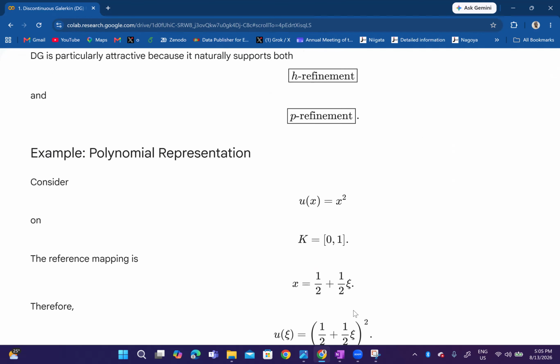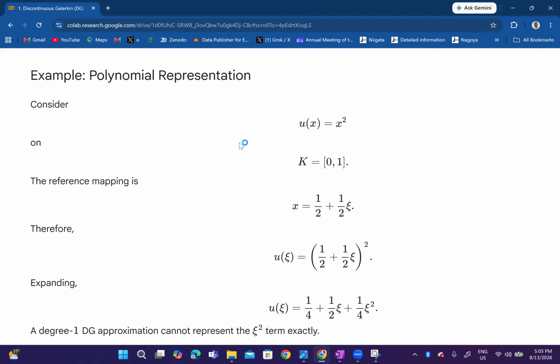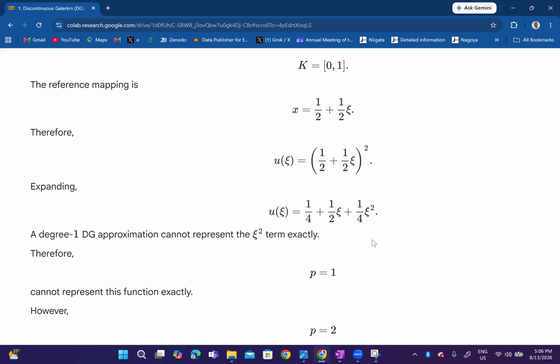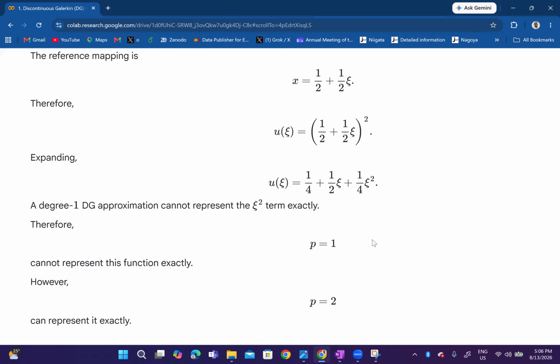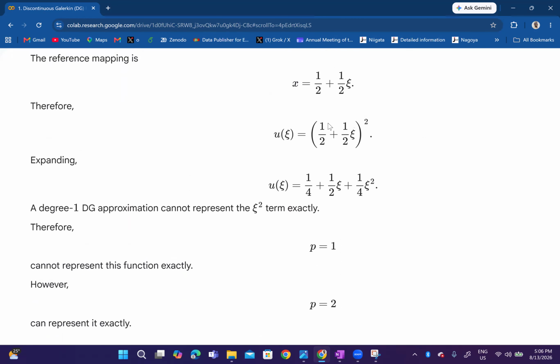For instance, imagine this polynomial representation. Consider u of x is x squared on K from 0 to 1, that's the domain over which we are doing all the work. The reference mapping can be x equals half plus half psi. Therefore, u of psi, because this is x now, is half plus half psi all squared. If you expand this, that's half squared, you have 1 over 4.